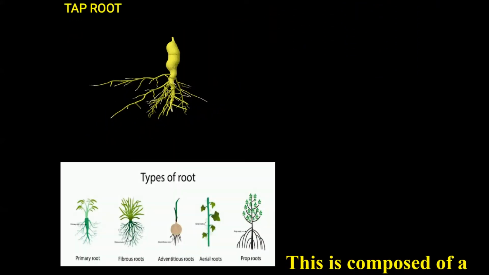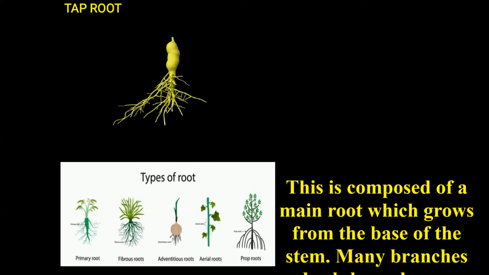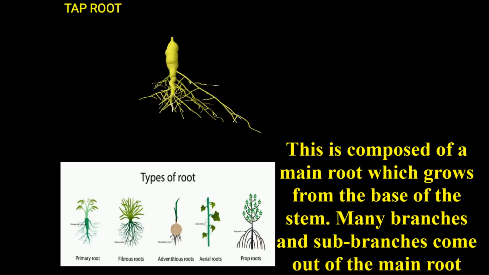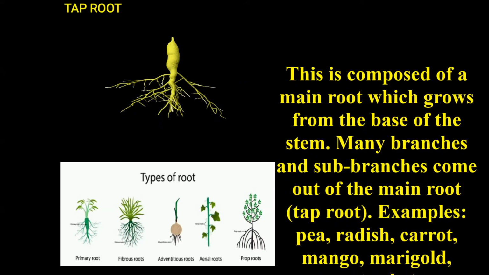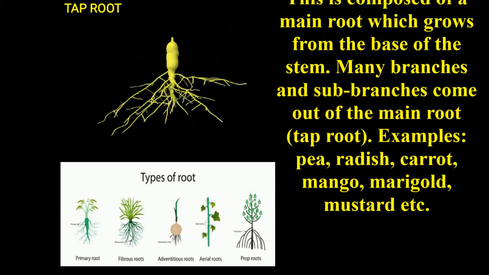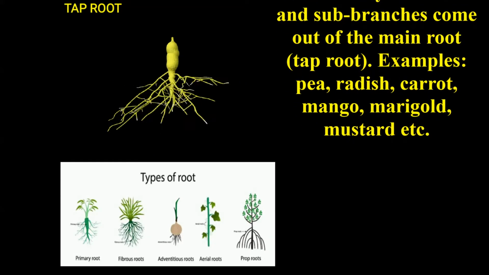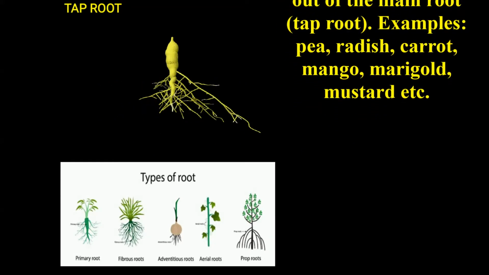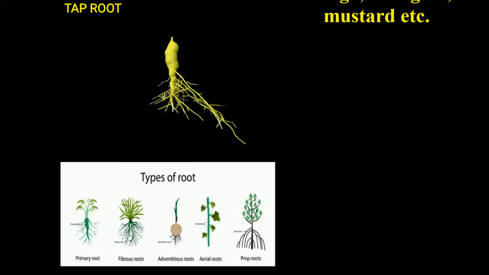Children, let us discuss the types of roots. There are two major types of roots. These are called as taproot and fibrous root. Let us discuss about taproot. Taproot. This is composed of main root which grows from the base of the stem. Many branches and sub-branches come out of the main root. Example, radish, carrot, mango, mustard are examples for the taproots.